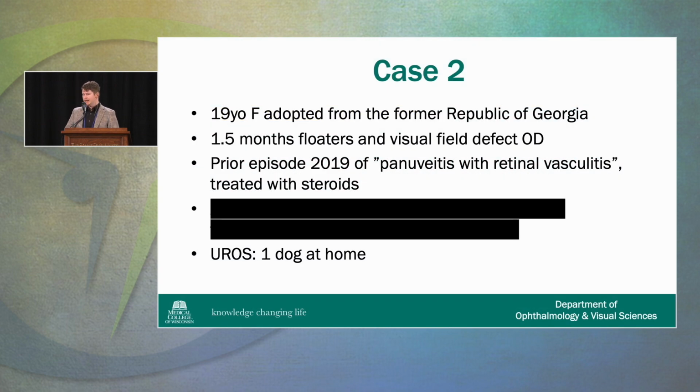Case 2. 19-year-old female who was adopted from the former Republic of Georgia. She's had 1.5 months of floaters and a visual field defect in the right eye. Again, looking at the timing being very important on these cases because I'm going to show you some scary things on photos. She had a prior episode of panuveitis with retinal vasculitis back in 2019, something that I took away, and then her review of systems is that she has a dog at her home.